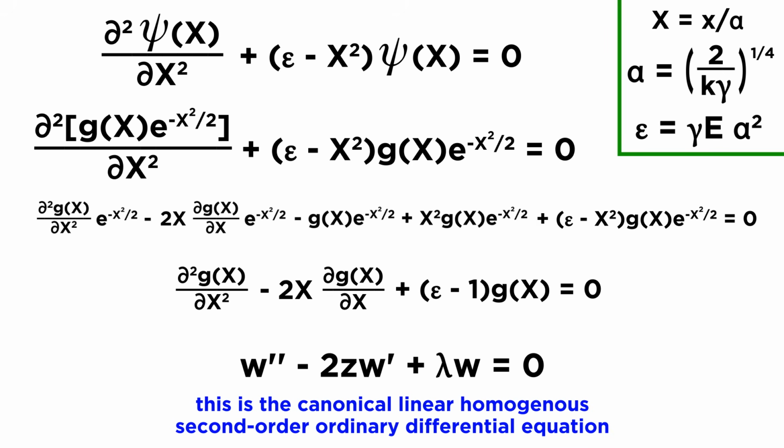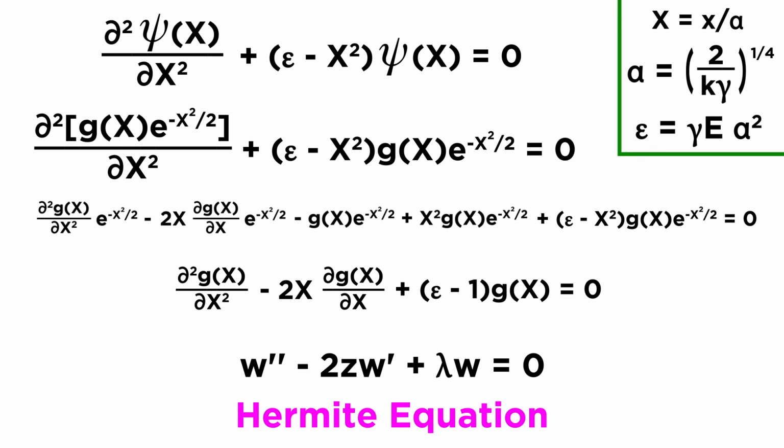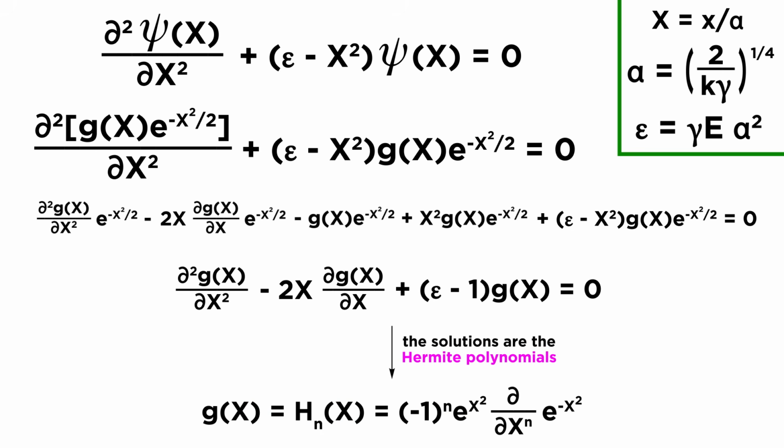Now, it turns out that this is the canonical linear homogeneous second-order ordinary differential equation, w double prime minus 2z w prime plus lambda w equals 0, where w represents g of x, z represents x, and lambda represents epsilon minus 1. This equation is known as the Hermite equation. Its solutions are the Hermite polynomials, which take on this general form. We will leave a detailed discussion of the solution of this differential equation for the mathematics series, and simply take it for granted here.